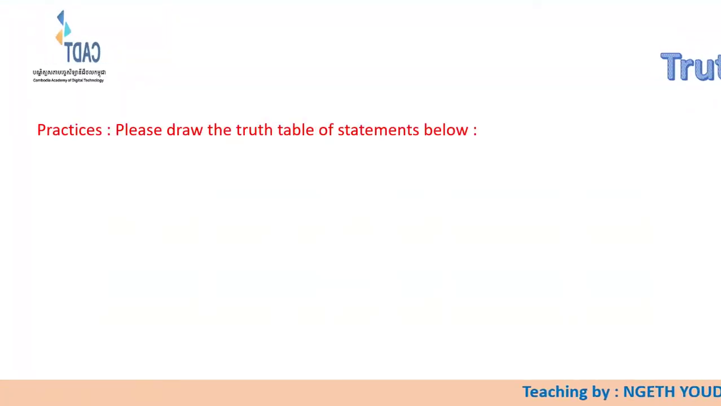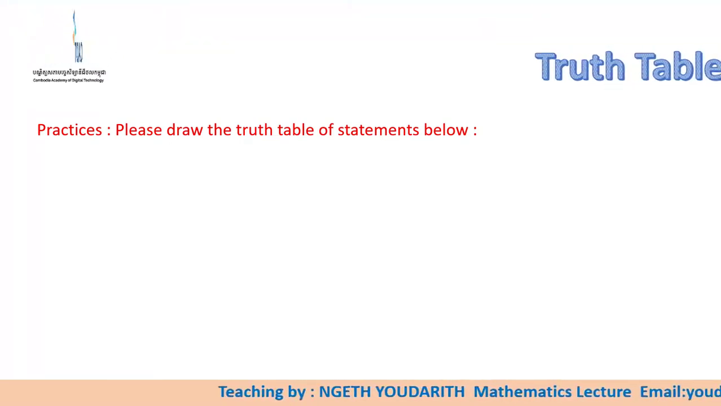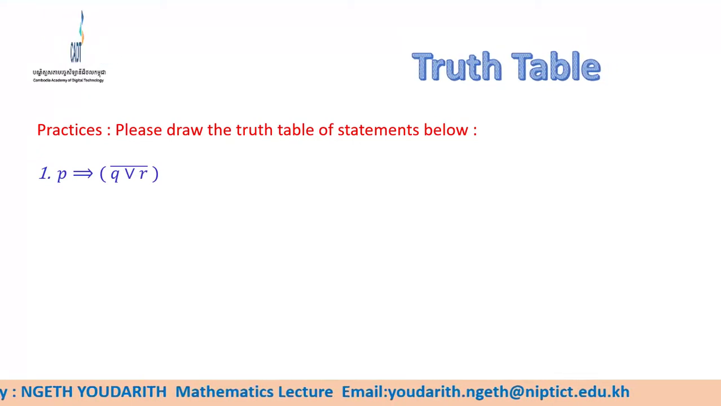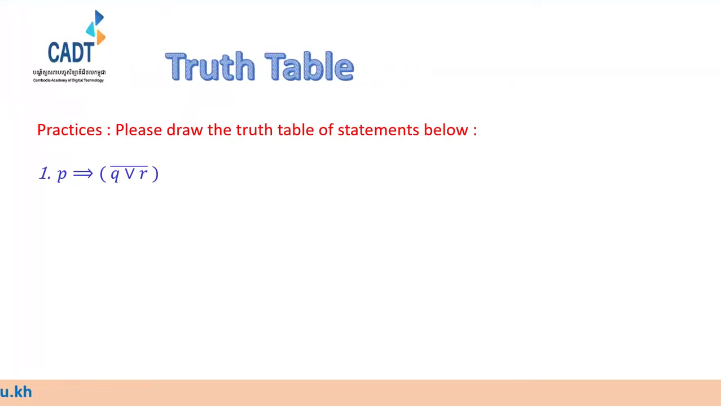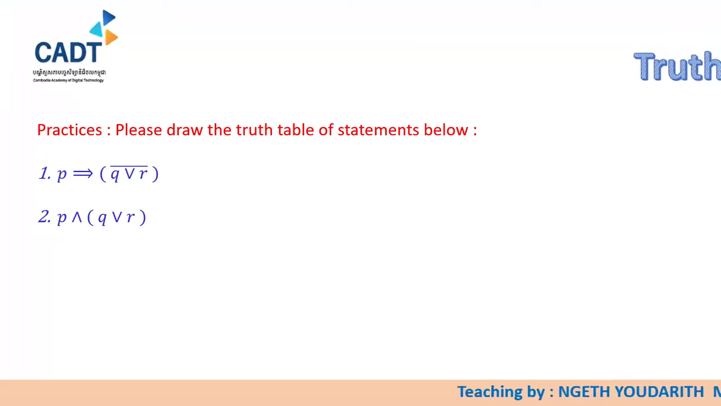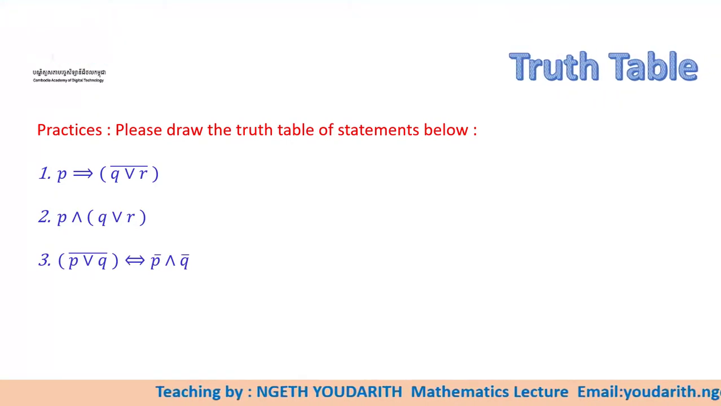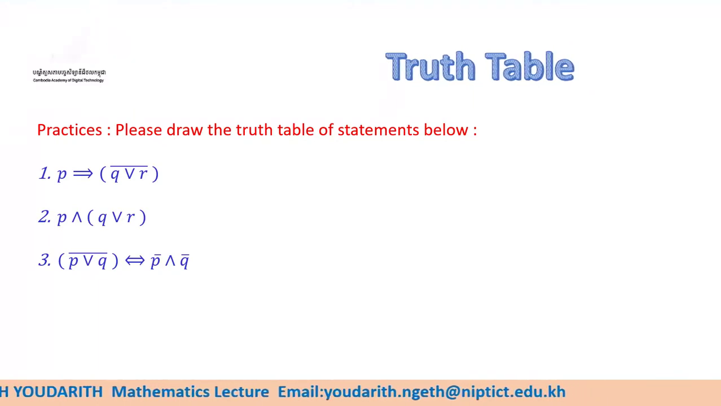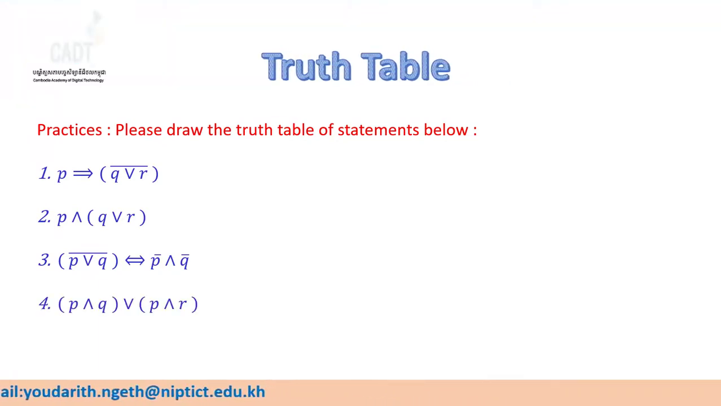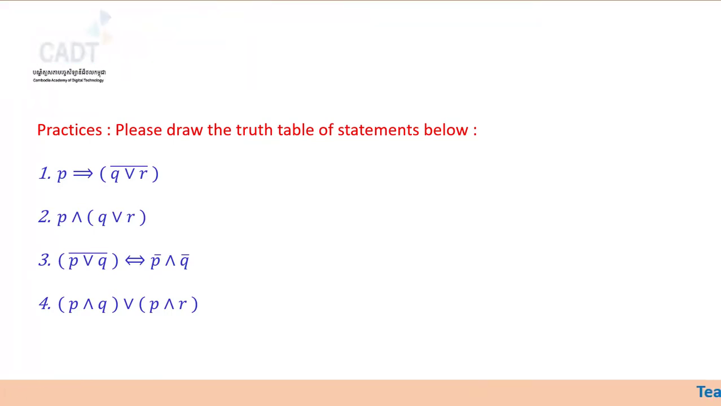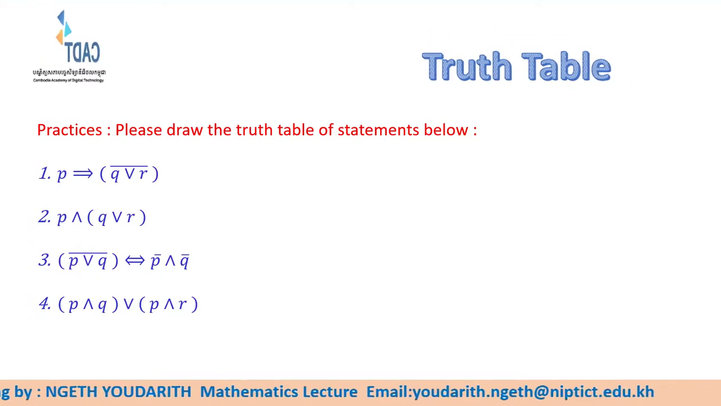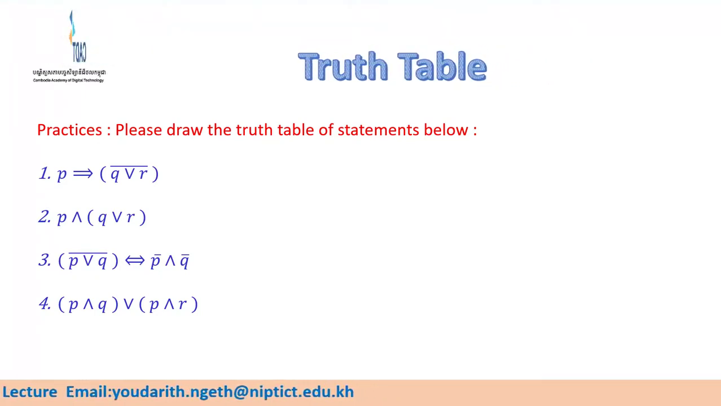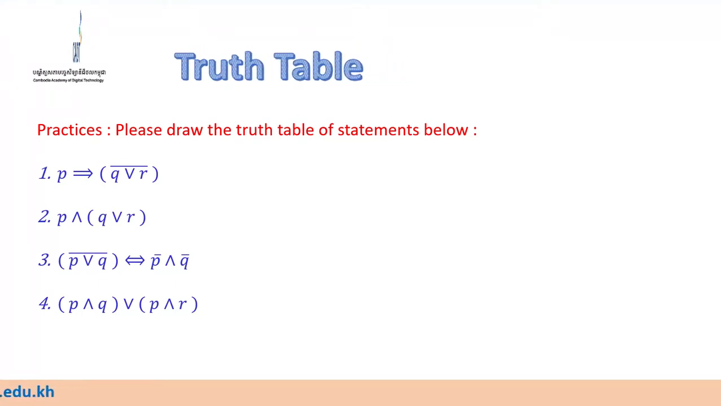And this one is practice by yourself. Please draw the truth table of the statements below. Number one is P implies not P or Q. Number two, P and Q or all. Number three is not (P or Q) equivalent to not P and not Q. And number four is P and Q or P and all. Please practice these statements individually when you have time.